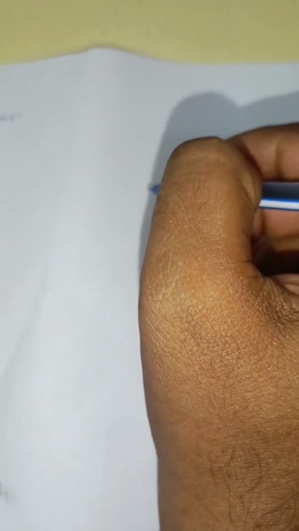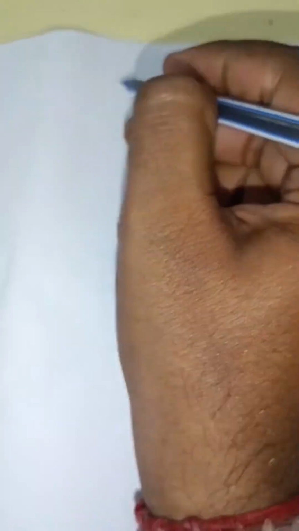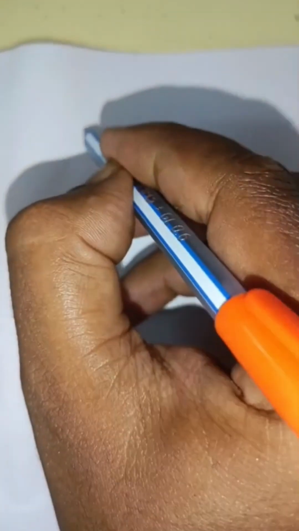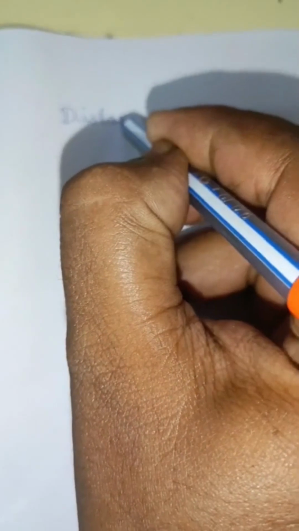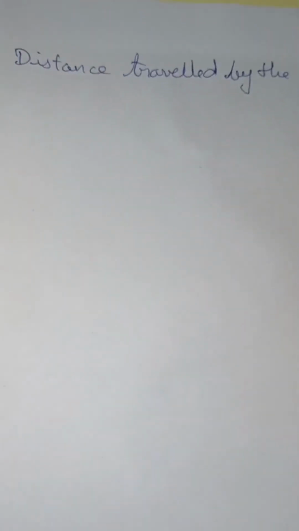Now we are going to talk about the second equation of motion, by the process of distance travelled by the object in the time t. So let us talk about the second part, distance travelled. I have to write this derivation part here. Distance travelled by the object in time t. Okay, so what is the distance travelled by the object in the time t?